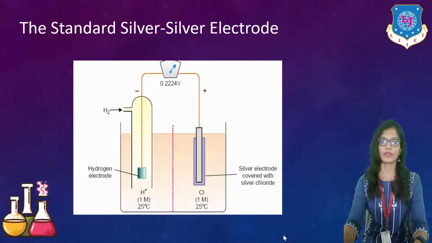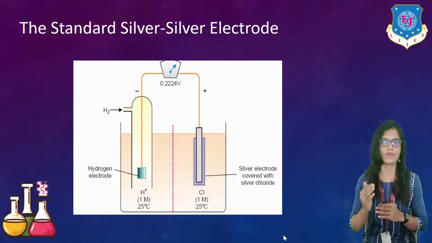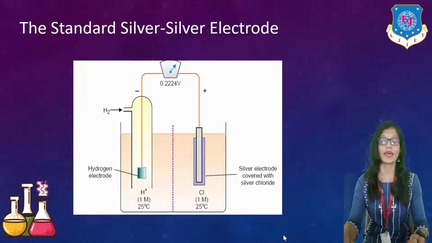Now our next one is standard silver-silver chloride electrode. So as you can see here, this is the structure which is shown in the image. Okay, left side we have our standard hydrogen electrode, right side as you can see, Cl⁻ solution, which is 1 molar, is in contact with silver electrode which is covered with silver chloride, right? So that behaves as cathode and is directly in connection with SHE.